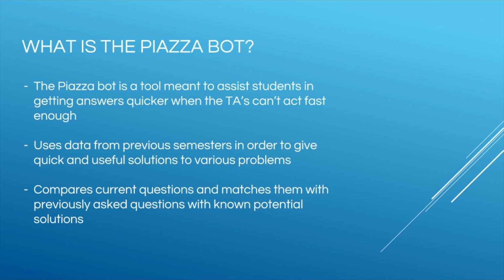So what is the PiazzaBot? The PiazzaBot is a tool meant to assist students in getting answers quickly when TAs can't act fast enough. It uses data from previous semesters in order to give quick and useful solutions to various problems. These problems could be past questions that have been answered and have recurred in this semester, or they could just be new random questions. It compares current questions and matches them with previously asked questions with known potential solutions.